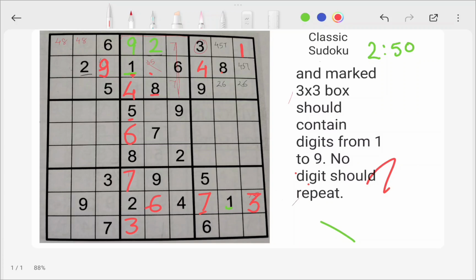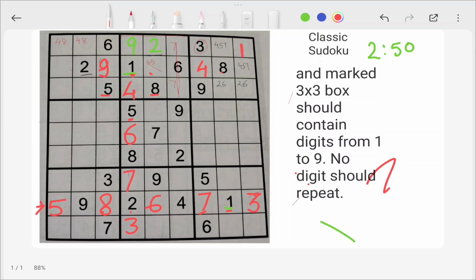now check this row 8. Only 2 numbers are left: 1, 2, 3, 4, 5 and 8. And 5 we cannot place here because of this 5. So this is 5 and 8.